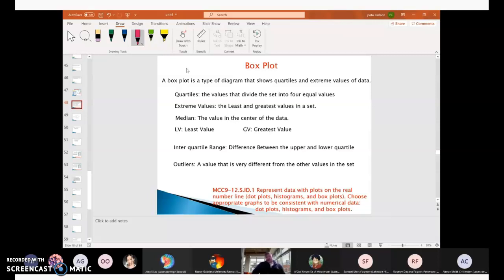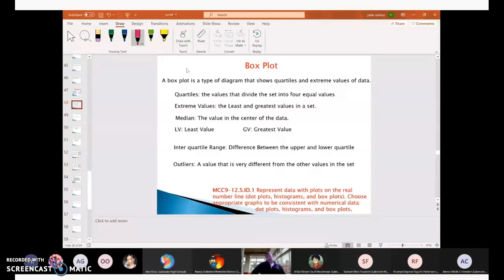Now, when you hear the word quartiles, I want you to think of the word quarter. Quarter means to divide by 4. There's 4 quarters in a game. There's 4 quarters in a dollar. Quarter means 1 out of 4. Now, with quartiles, we're going to divide our information into 4 equal values, or 4 equal sets, or 4 equal distances.